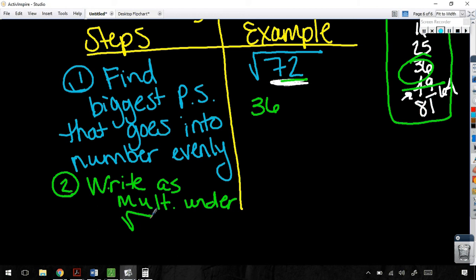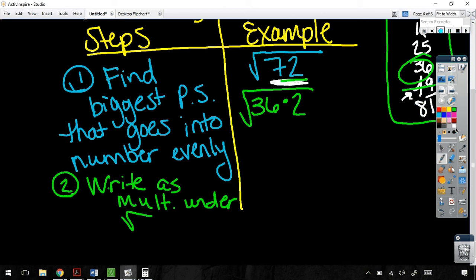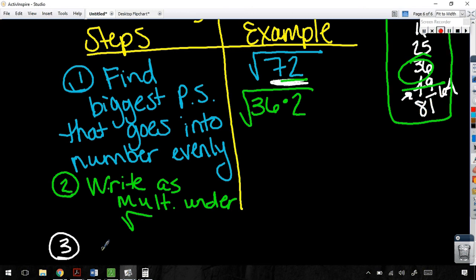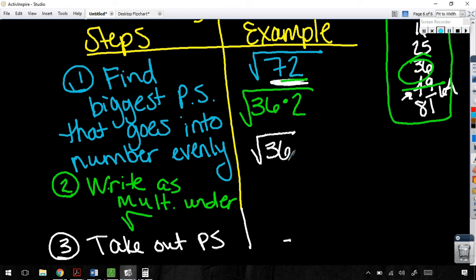36 times what gives you 72? 2. So I'm going to write it as a multiplication problem under the radical. Is everybody with me? Now my last thing I want to do is take out the perfect square. It was 72, but do you agree that 72 is the same thing as 36 times 2? Yes? So then I can break this apart, take that perfect square and put it on the outside.